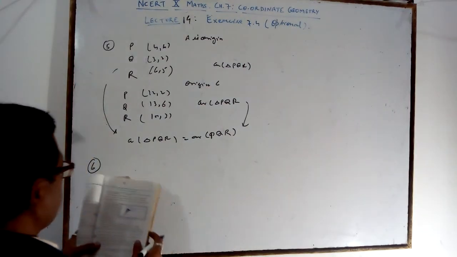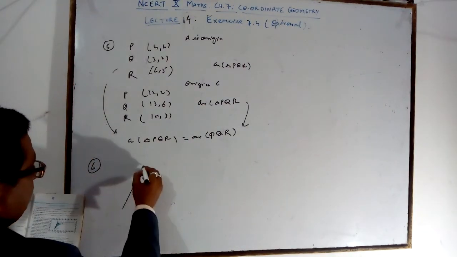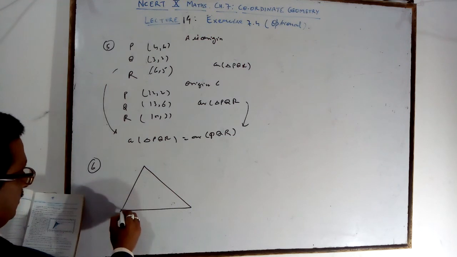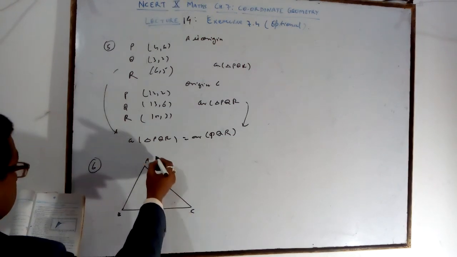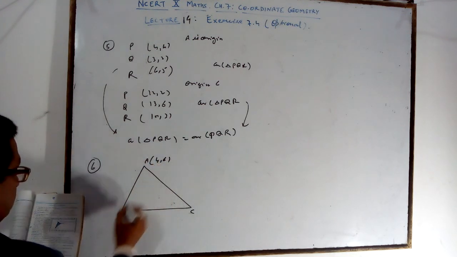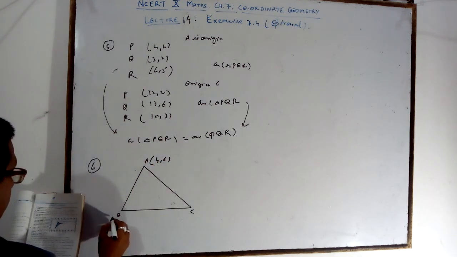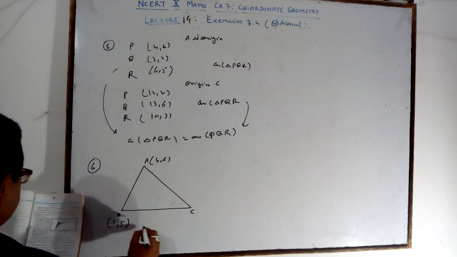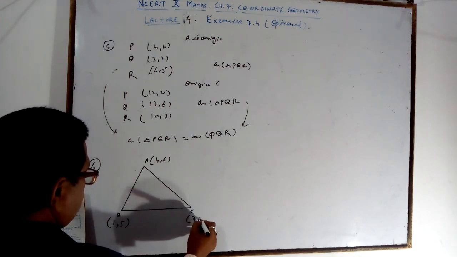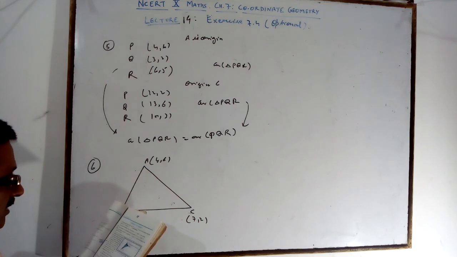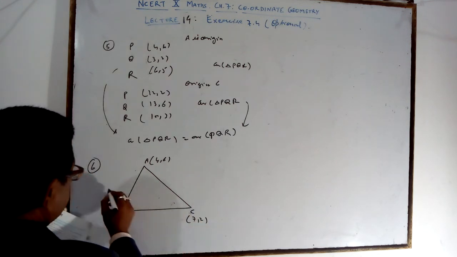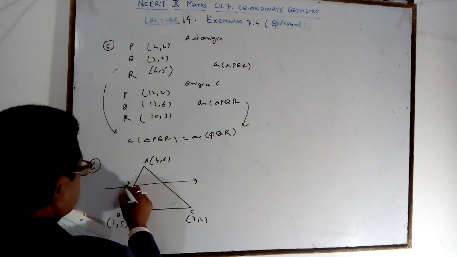Question number 6 is given. The vertices of a triangle ABC, you draw a figure. The vertices of triangle ABC are given. A is given as 4 comma 6, B is given as 1 comma 5, C is given as 7 comma 2, and a line is drawn to intersect the sides AB and AC at D and E.